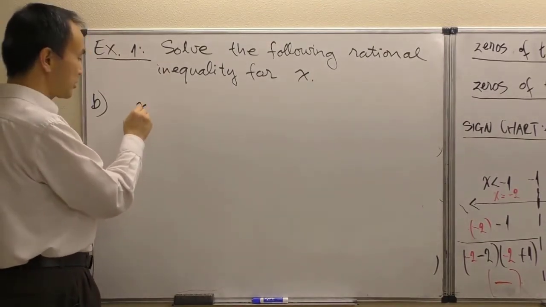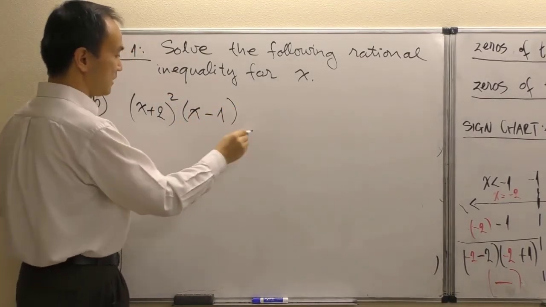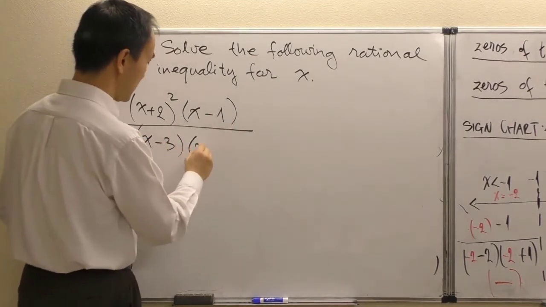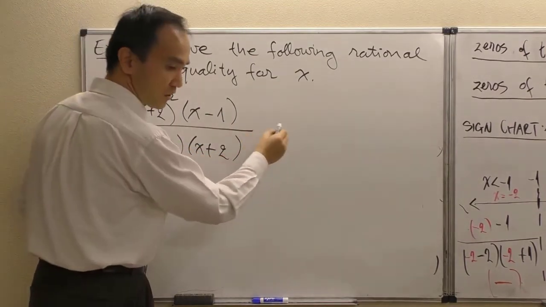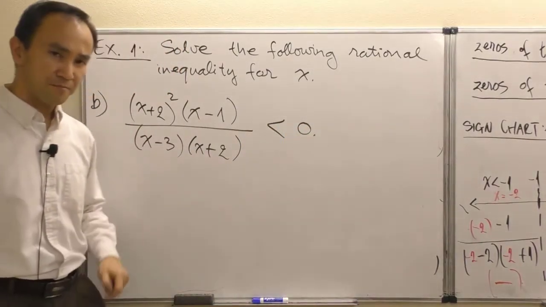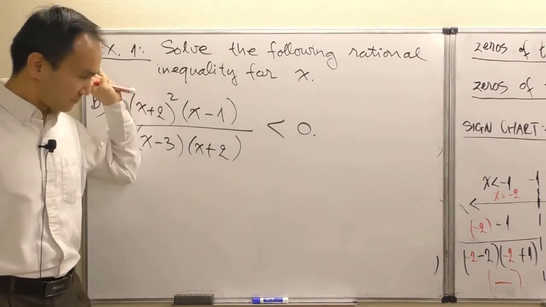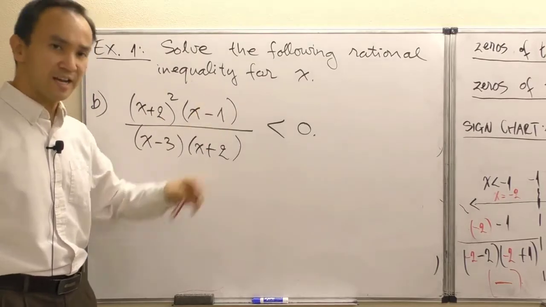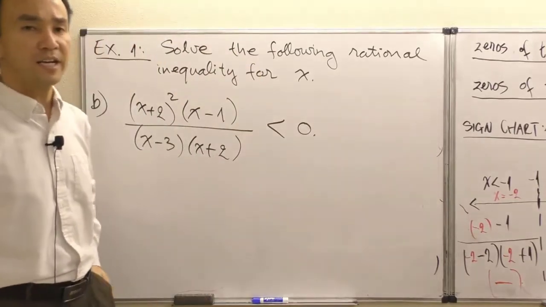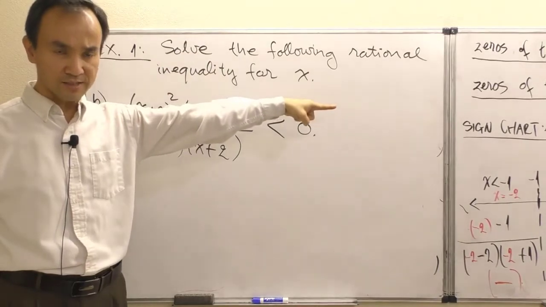How about (x plus 2) all squared times (x minus 1), all over (x minus 3) times (x plus 2)? We want this to be less than 0. Once again, this is the simple case in the sense that we already brought all non-zero terms to one side, finished rearranging the inequality so that everything non-zero stays on one side and the opposite side is 0.